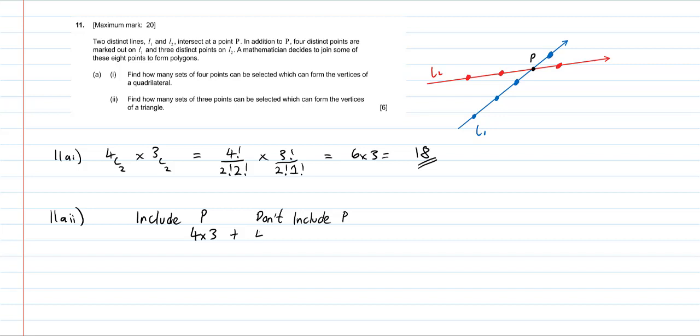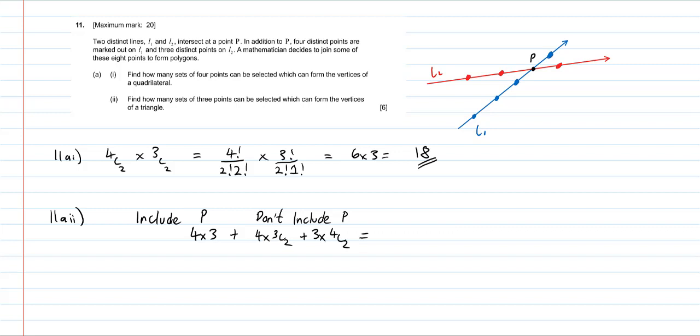So we've got 4, and then we need to multiply that by the number of ways I can select 2 points on line 2, which is just 3 choose 2. And then our final way of doing this, we can select just 1 vertice on line 2. So there's 3 I can choose from, and multiply that by the number of ways I can select 2 points on line 1. So there's 4 choose 2 ways of doing that.